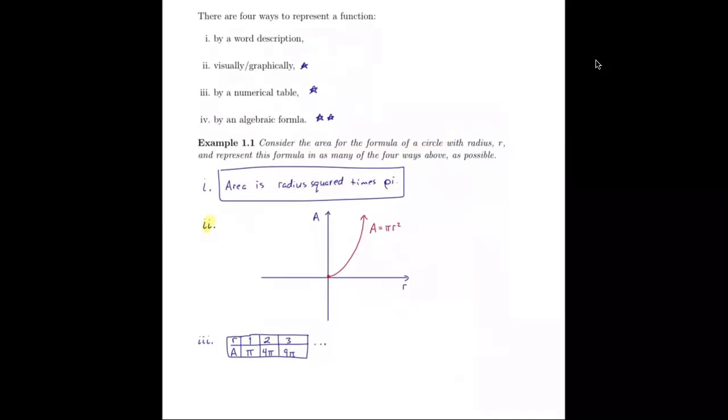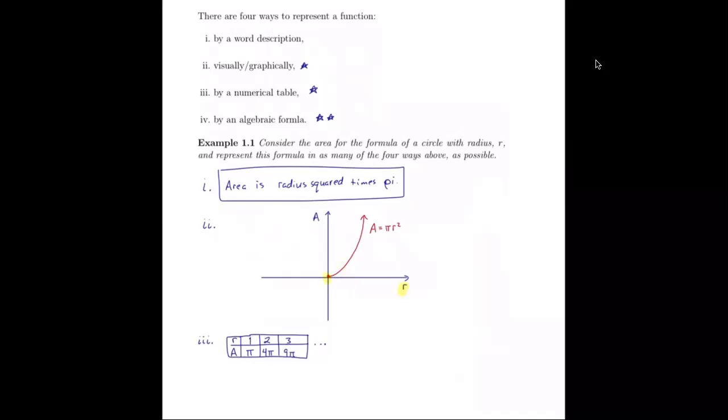Now, the graphical representation is as follows. This is the function on the r-axis, now standing in place of x for an independent variable. The dependent variable is a, standing in place of y. So for each radius value we plug in here, we get a point or value on the a-axis that is the area of the circle with that radius.